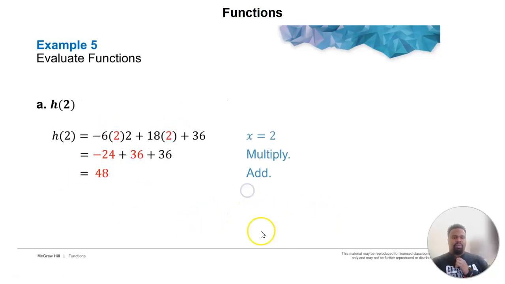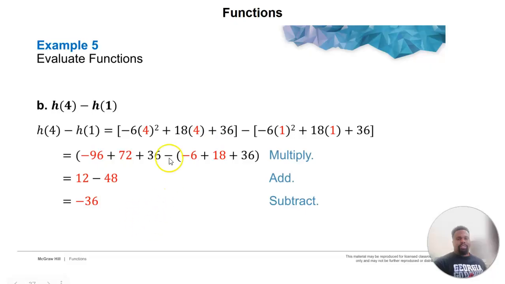So let's start with the first one. All right, we're substituting 2 for x. So we're going to have negative 6, and this is supposed to be squared, to the second power. Negative 6 to the second power plus 18 times 2 plus 36. All right, 2 to the second power is 4. 4 times negative 6 is negative 24. And then 18 times 2 is 36. We do negative 24 plus 36 plus 36. That gives you 48. So 48 will be our answer.